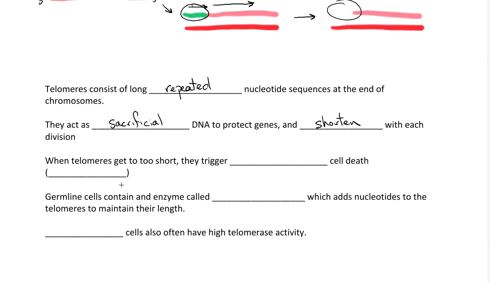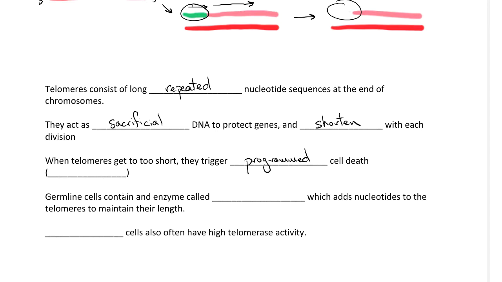Now, if a cell divides a lot, over time those telomeres will get too short, and soon you would start to encroach on the genes. So when telomeres get too short, they trigger the cell to die. They trigger programmed cell death, and so the cell will die rather than continue to replicate with damaged DNA, which could be dangerous and cause cancer.